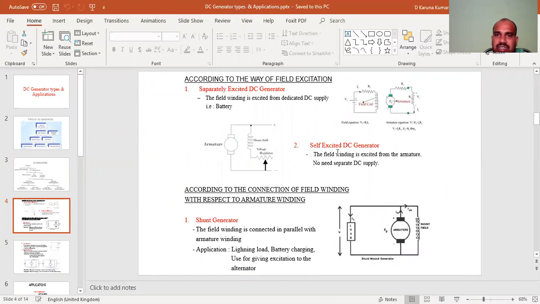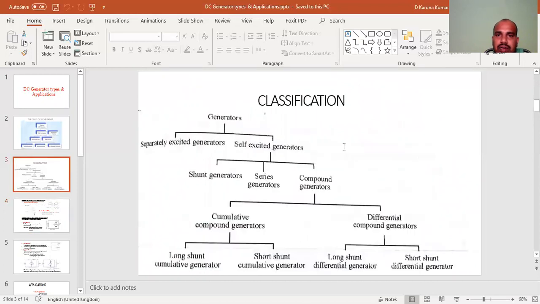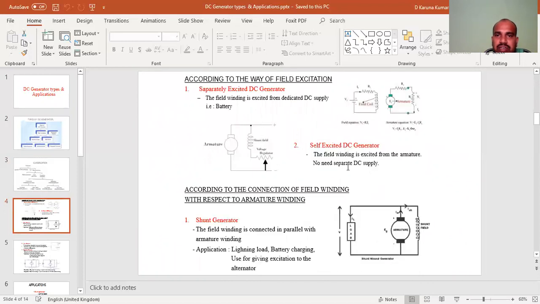And again, self-excited. In the self-excited generator, the field winding is excited from the armature winding. No separate DC supply is needed. But in the separately excited type, you need a separate DC supply. In the self-excited DC generators, there is no need for a separate DC supply because the field winding is excited from the armature winding. According to this, self-excited DC generators are divided into three types.